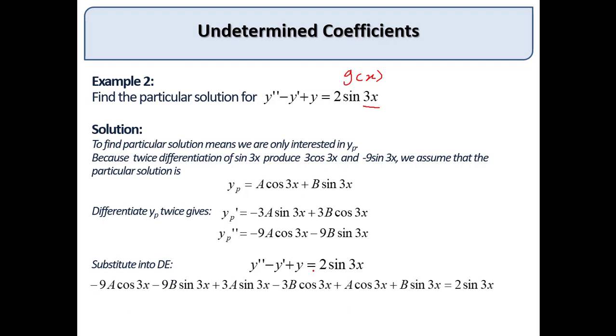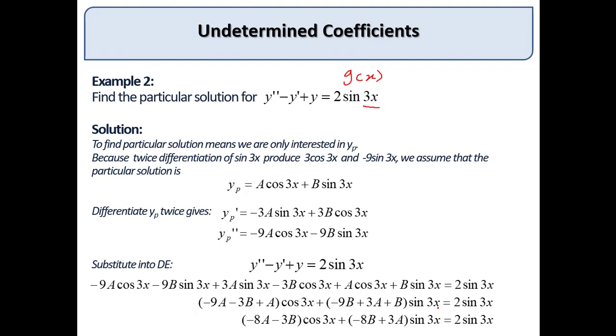Basically this is what we have, and then when we rearrange the equation, we have negative 9a minus 3b plus a cosine 3x plus negative 9b plus 3a plus b sine 3x. We can simplify that further, which is negative 8a minus 3b. Because we have no cosine here, this will be equal to 0. Negative 8b plus 3a will be equal to 2.